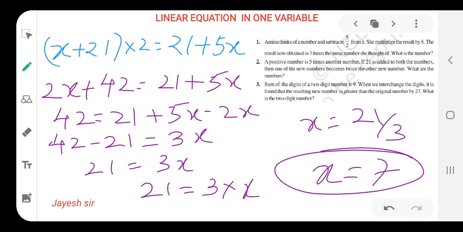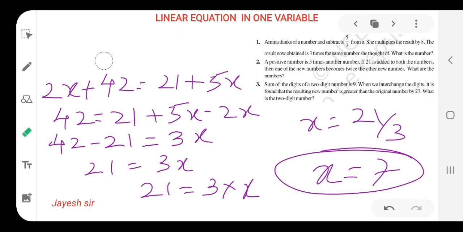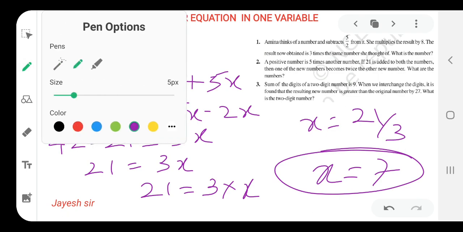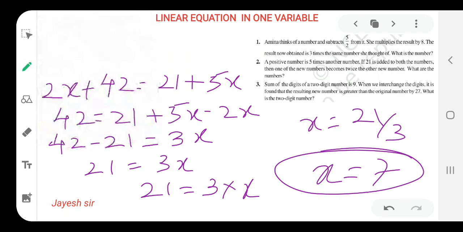So what is the value of x we are getting? That is 7, but it is asked what are the numbers. So the other number was 5x, that also we have to keep in mind. So I am erasing over here so that we can find the value for 5x also. So let's find the value for 5x, that is 5 multiplied by x, that means 5 multiplied by 7, that means the other number is 35. I hope you all have understood and cleared your concept over here.